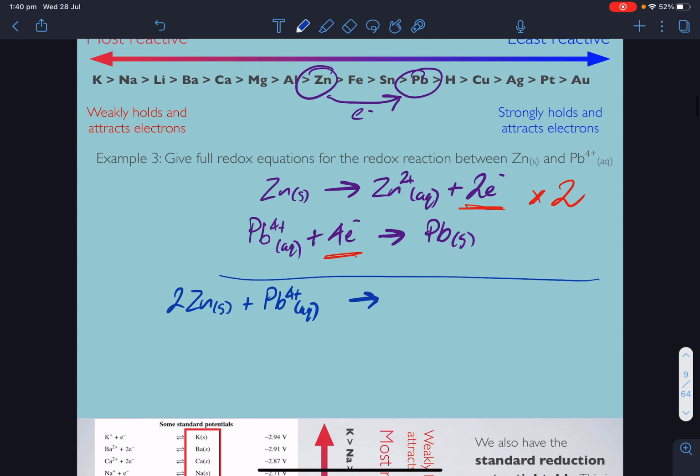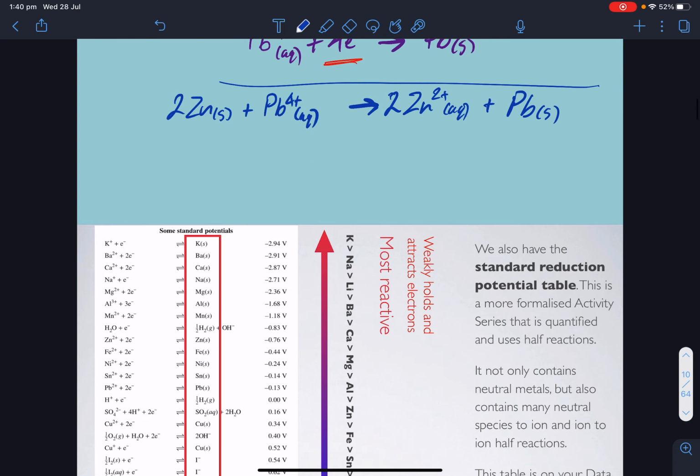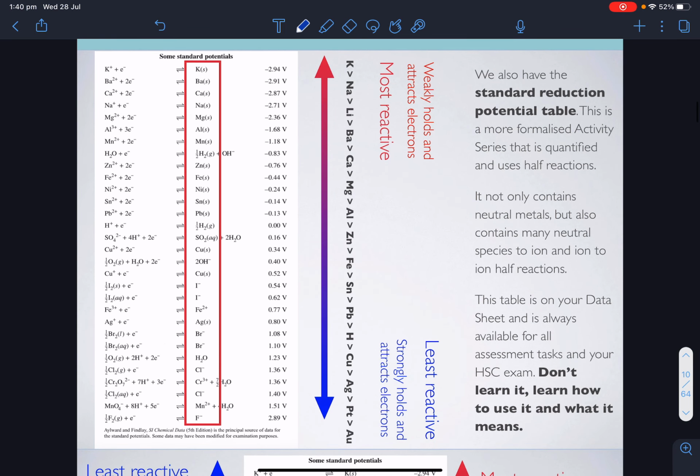We're going to 2 zinc ions, and 4 electrons, cancelled out with the other side. And 1 lead solid. Alright, so there's my full redox equation. Next video we'll start looking at this table.